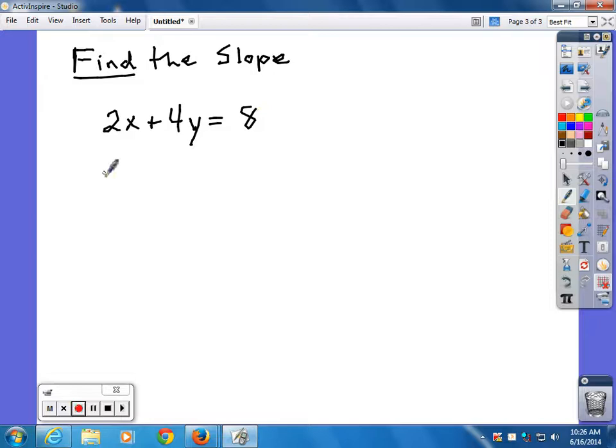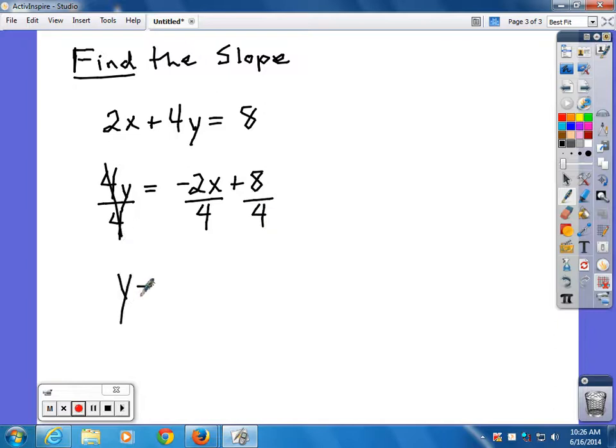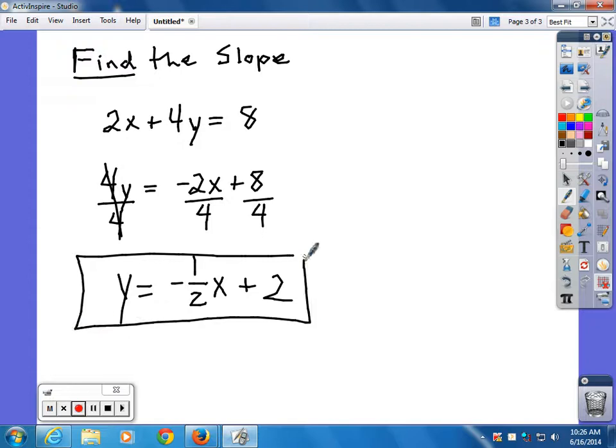So 4y is equal to negative 2x plus 8. Divide by 4, divide by 4, divide by 4. And y is equal to negative 1/2 x plus what? 2. And you have the general form of a what? Line, and now you can find your slope, and your slope is negative what? Slope is equal to negative 1/2. You have just found the slope.